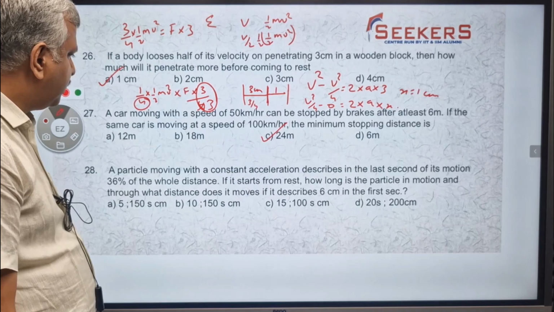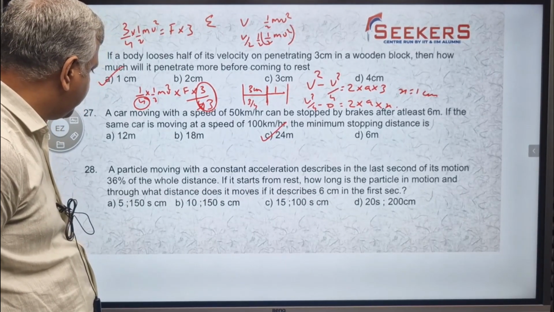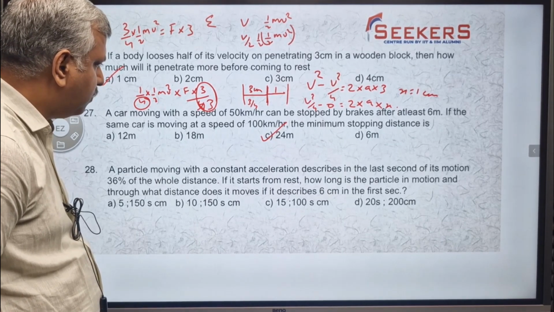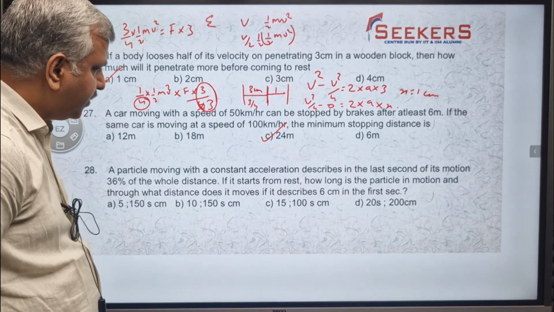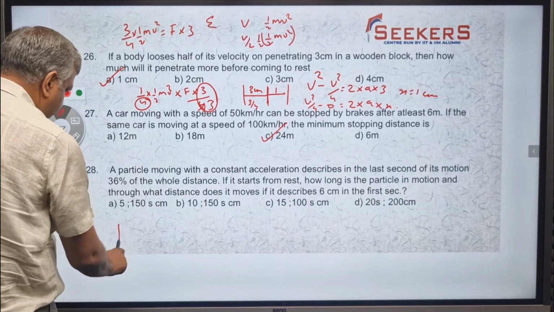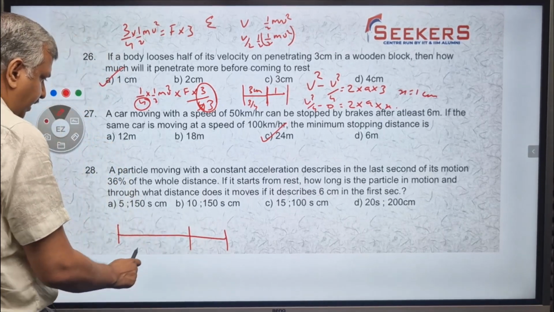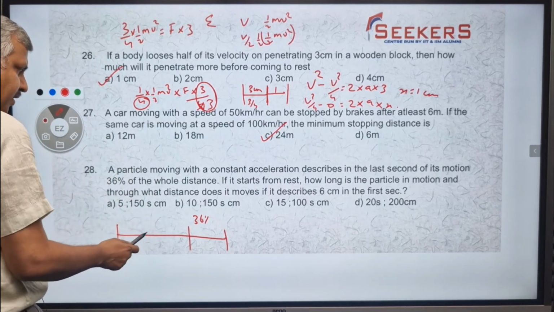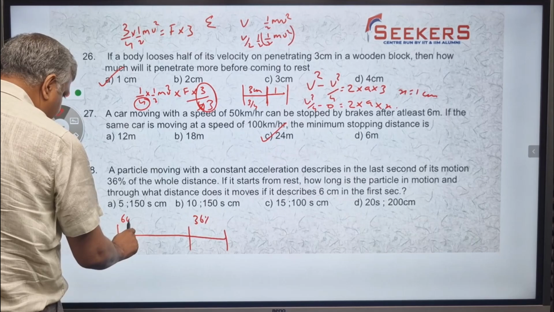A particle moving with a constant acceleration describes in the last second of its motion 36% of its whole distance. Okay, if it starts from rest, how long is the particle in motion and through what distance does it move? It describes 6 centimeters in the first second. So the particle is moving from here and in the last second it does 36% of its distance.